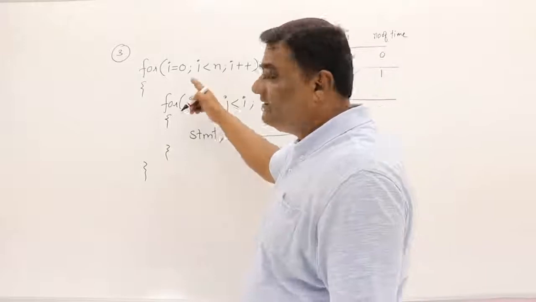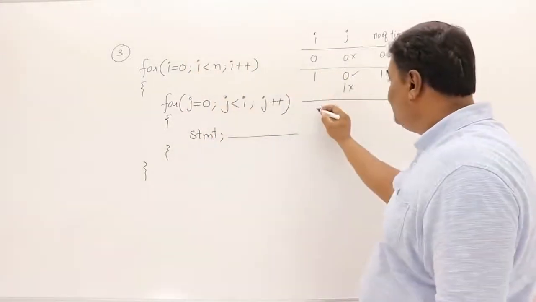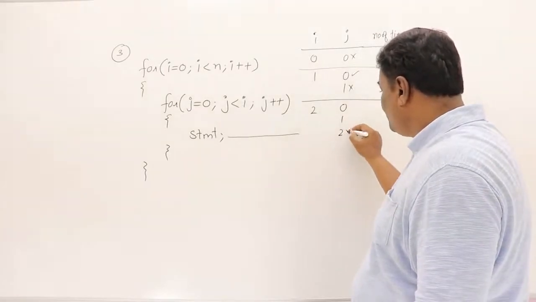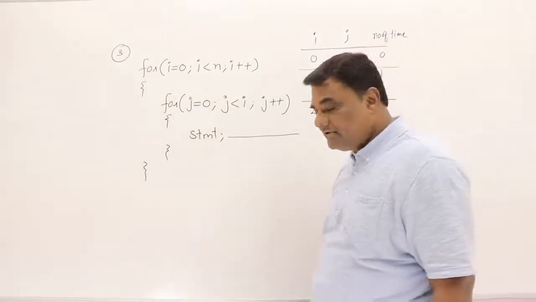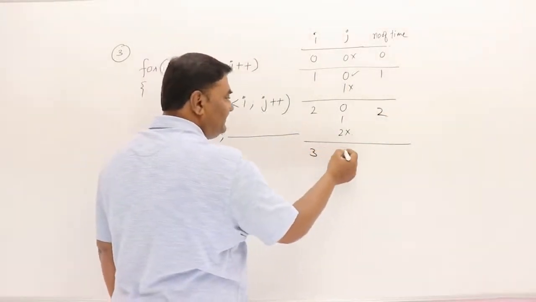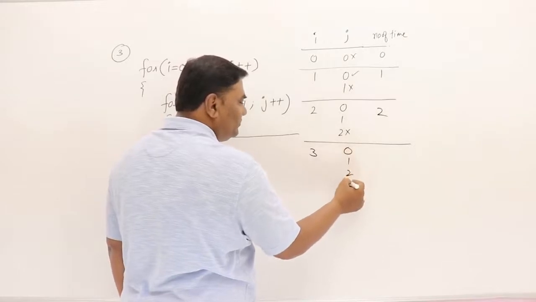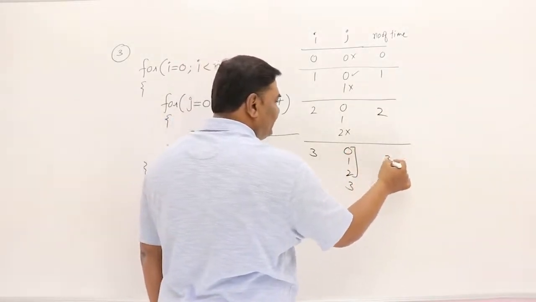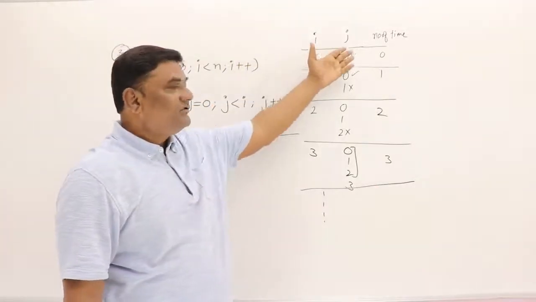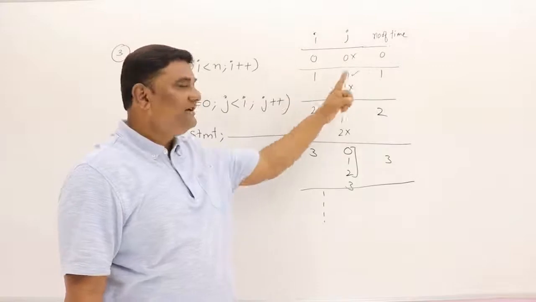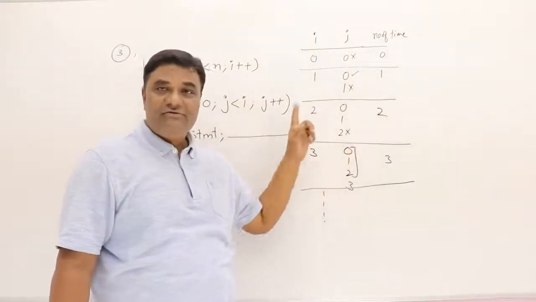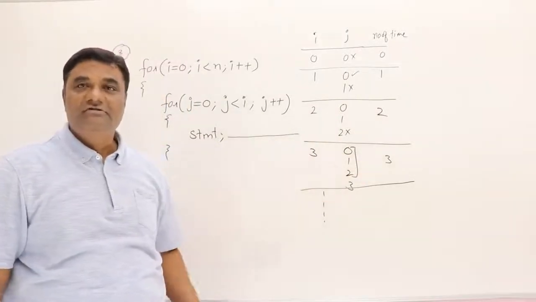Then it goes up again, i plus plus. i becomes 2. Then j will execute for 0, 1, and when it becomes 2 it will stop. So this will repeat for 2 times. And when i is 3, j will take 0, 1, 2, so this will repeat for 3 times. And this process continues. When i was 0, it was never executed. When i was 1, it was executed 1 time. When i was 2, it was executed 2 times, 3 times, and so on.